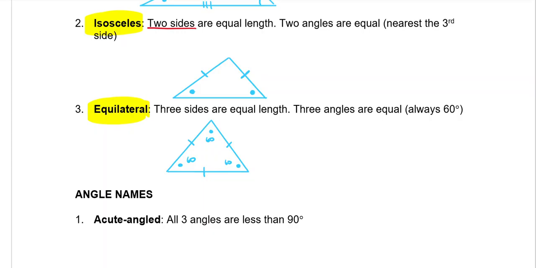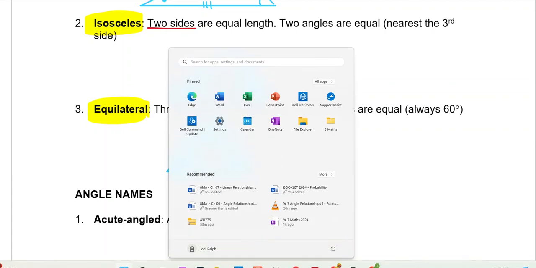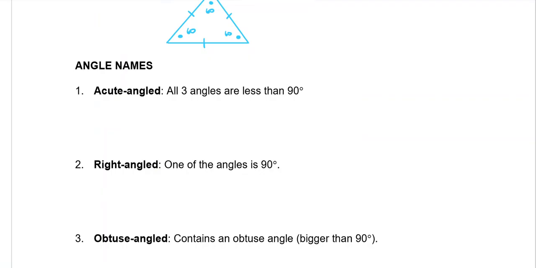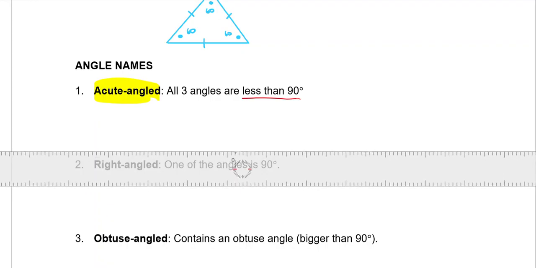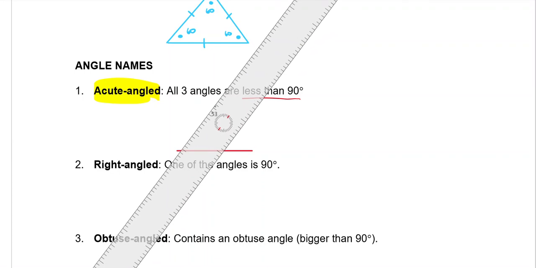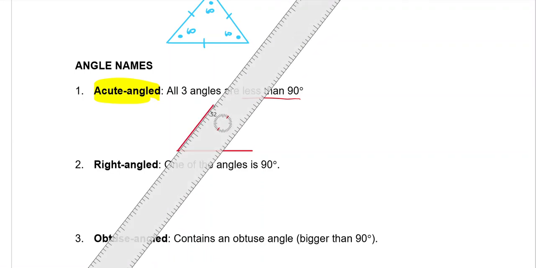Okay, we can also name our triangles according to the types of angles that they have. And there are 3 types of these. So the first one is an acute angled triangle. An acute angled triangle will have all 3 angles less than 90 degrees. So an equilateral triangle is an acute angled triangle, because remember that they are always 60 degrees, the angle in that one. So we could draw in here an equilateral triangle, but it doesn't have to be equilateral.